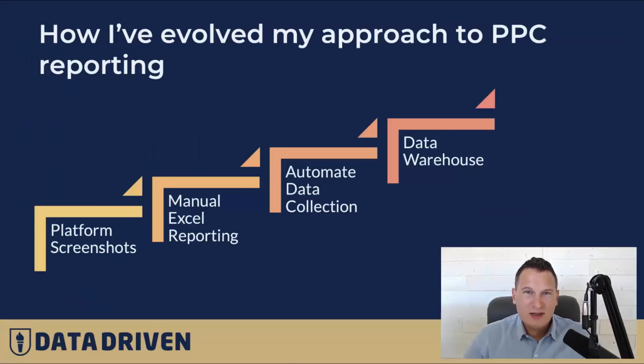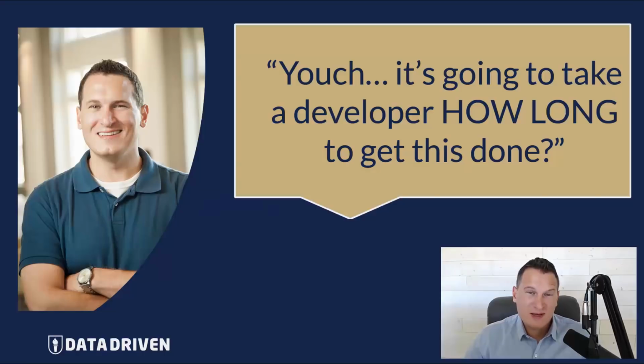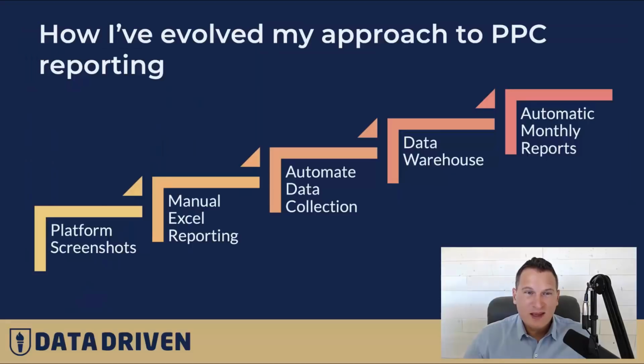And I just alluded to it here, but the next step was to have a data warehouse. I'm not going to show you a visual of that because a data warehouse is not something that's easy to show you a picture of. But basically, it was like, youch, we're going to have a developer take how long to get this thing done? So it went from less time spent on my end and by other people, to more time spent by others. And finally, automatic monthly reports.